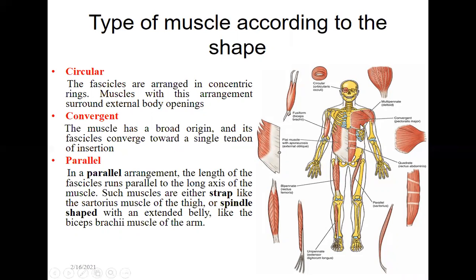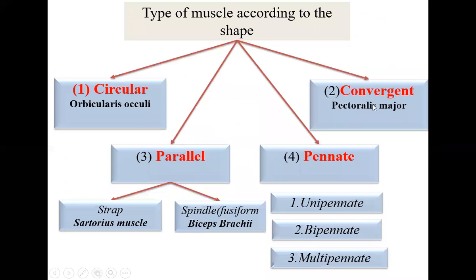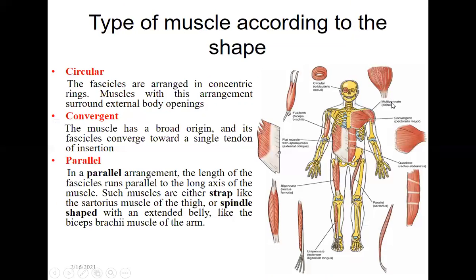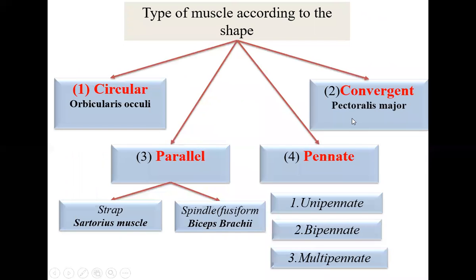So they become small from large to one particular point, as you can see here. They have a big origin but they confine to one particular small point. It is called the convergent. Convergent. The example is the pectoralis muscle. This muscle is called the pectoralis major muscle in the chest, pectoral region.